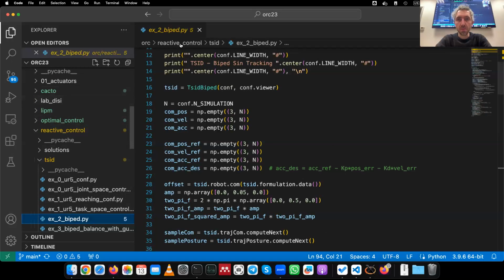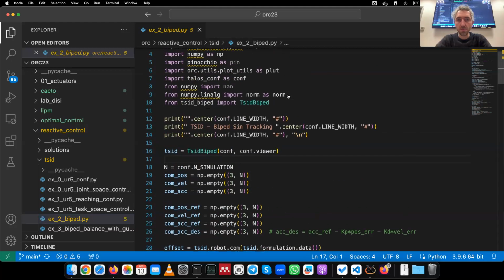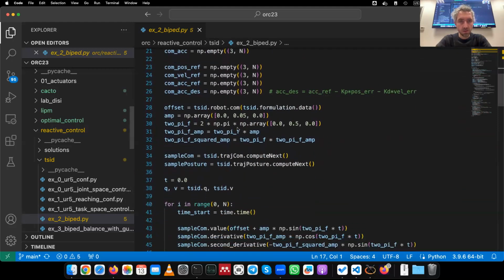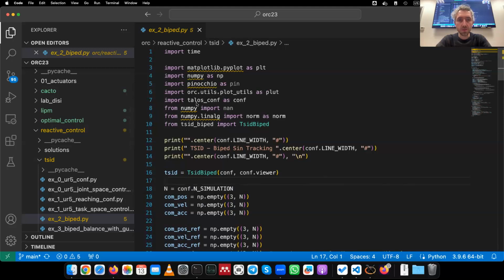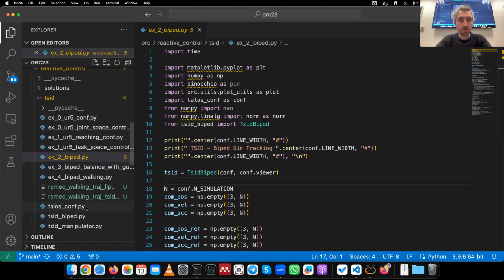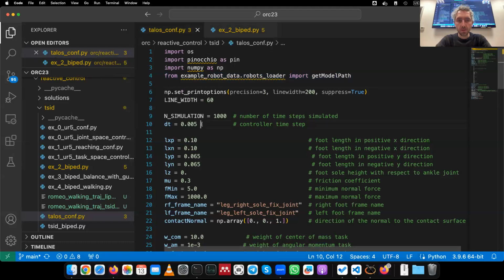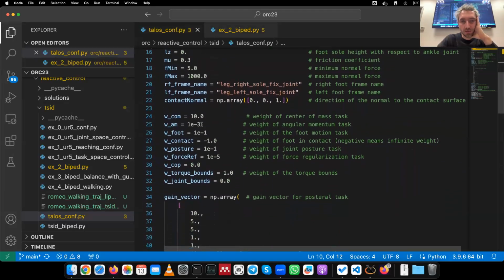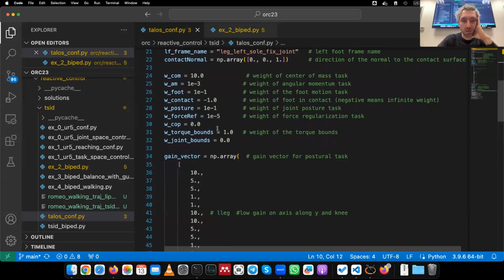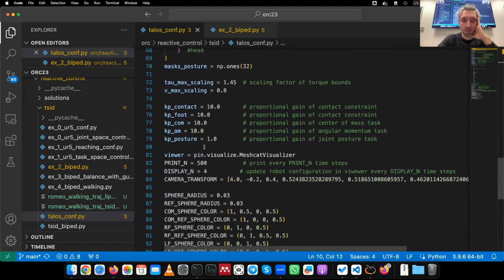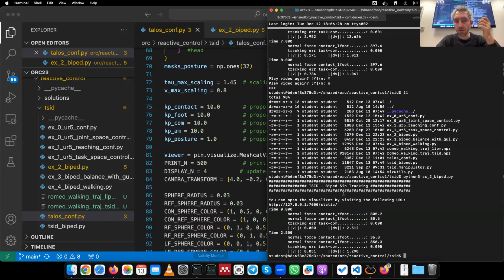Okay, so this was the script, x2 biped. And there was also a configuration file, which is called talosconf. So here we have the weights of the task, which we can change here. And we have also the gains. So at the moment, well, let's run.